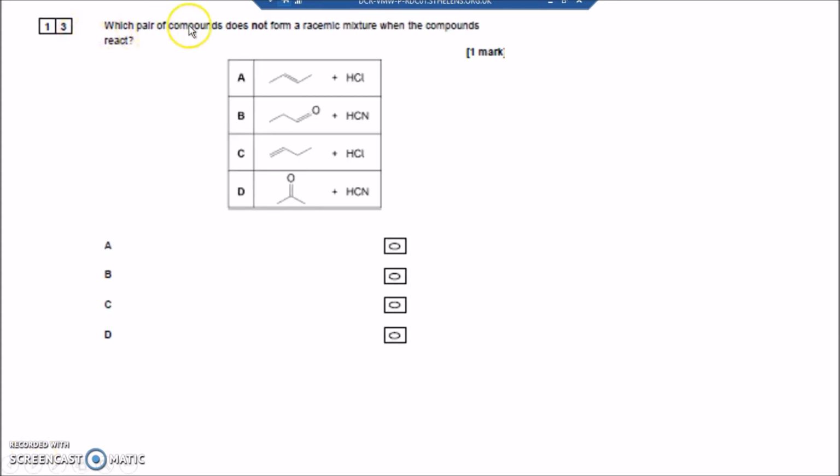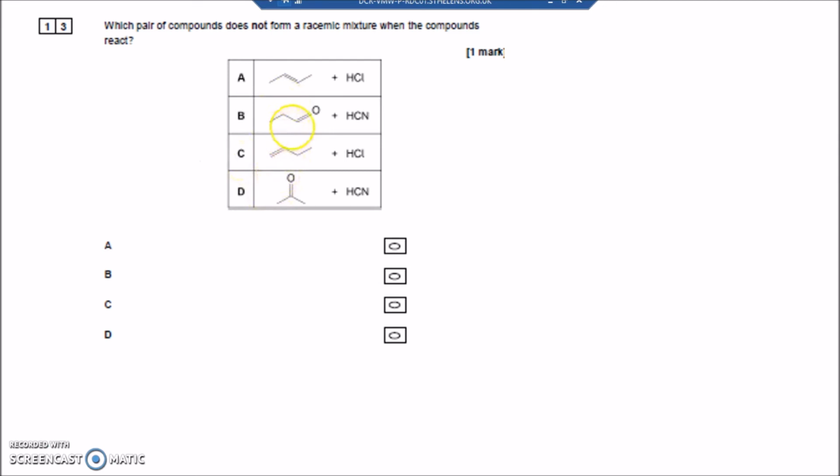Question 13. Which pair of compounds does not form a racemic mixture when the compounds react? So a racemic mixture has equal amounts, equal concentrations, of both enantiomers. So if we've got equal amounts of both enantiomers, then we need a chiral carbon in there. That's a carbon that's got 4 different groups attached to form 2 different kinds of enantiomer. So the question is saying which one hasn't got chiral carbons when it's reacted.